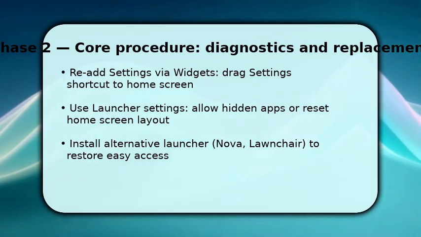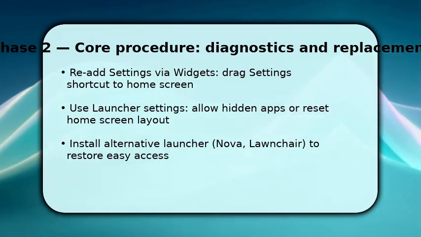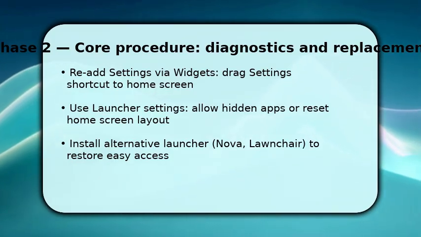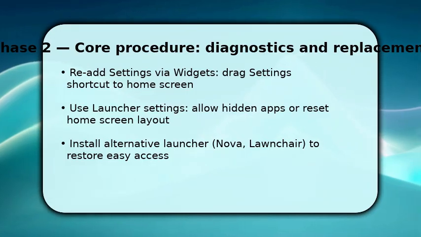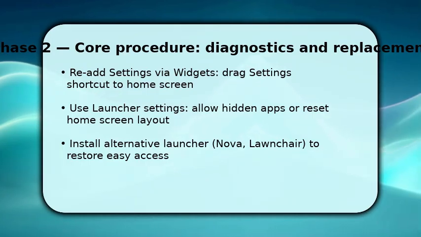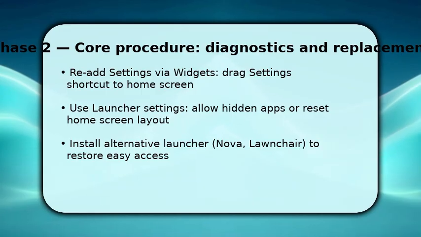Some launchers hide apps. Make sure hidden apps are visible or reset the home layout to default. If the stock launcher is broken, install an alternative launcher such as Nova or Launcher. They let you add the settings shortcut quickly and bypass launcher-level hiding or bugs that removed the icon.